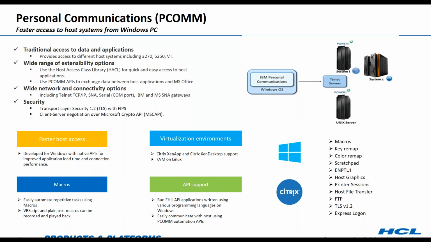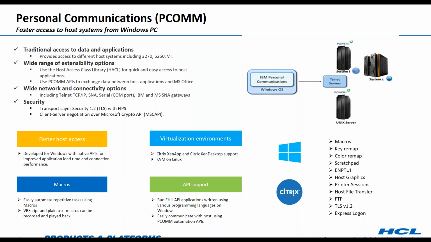It supports multiple connectivity options to host systems, and the latest version of Personal Communications supports all the latest security protocols, with TLS 1.2 and FIPS compliance, and client server negotiation with Microsoft crypto APIs. It also supports a virtualization environment, meaning you can deploy it on a Citrix environment as a published application, and without installing it on your system, you can use Citrix to get the Personal Communications client onto your system and use it.